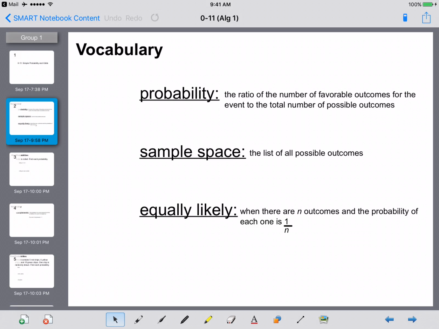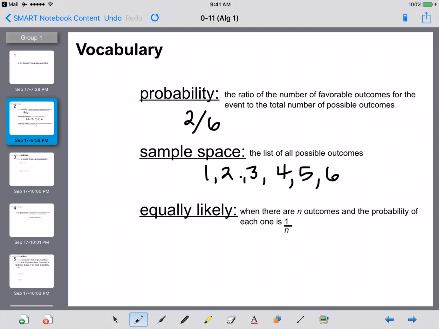So for example, if we're rolling a die, our probability of rolling a 1 or a 2 would be 2, and the total number of sides in that shape is 6. There are 6 different options, 2 of them which are 1 and 2, so your probability is 2/6. Your sample space is the list of all possible outcomes. So that would be 1, 2, 3, 4, 5, and 6, because those are all the numbers that you could roll on a die.